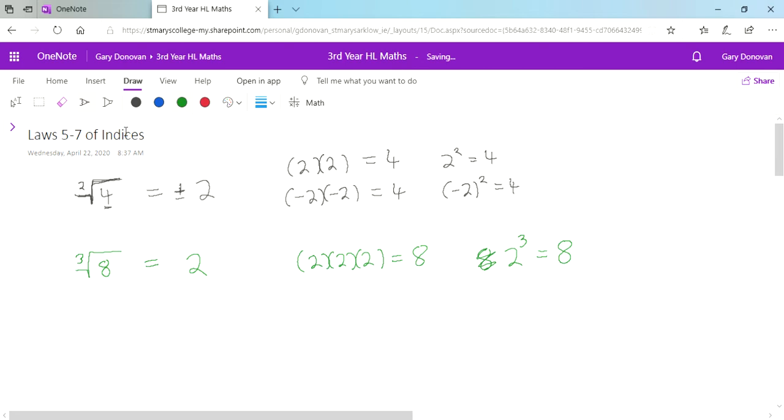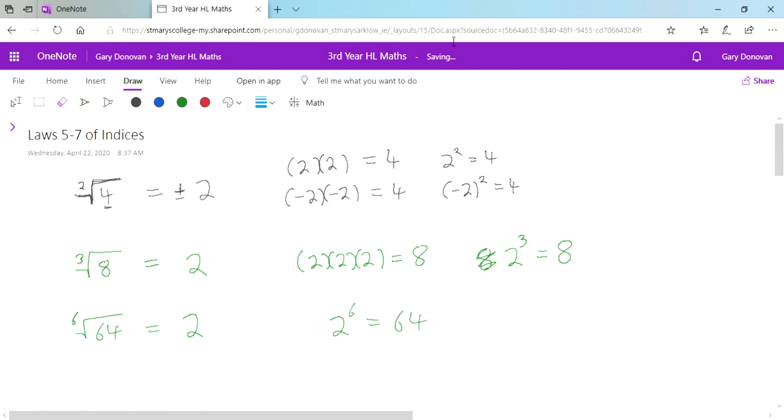Another example, we could have any number here. We could have 64. What's the sixth root of 64? Which means what number multiplied by itself 6 times gives you 64. And again, in this case, the answer is 2, because 2 to the power of 6 gives us 64.